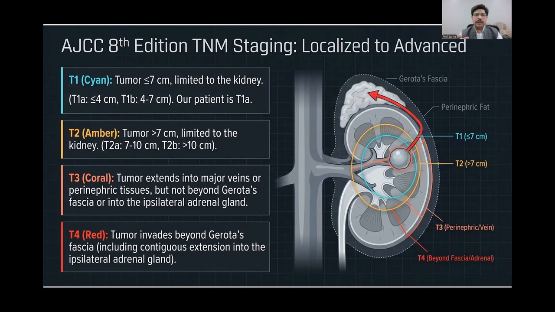T2, the amber colored one, is limited to the kidney, but the size is more than 7. 7 to 10, and more than 10. That is T2A and T2B. The coral color, the third one, is the tumor extending into the major veins or perinephric tissue, but not beyond the Gerota's fascia or into the ipsilateral adrenal gland. The fourth one is where it did not respect Gerota's fascia, it extended beyond the Gerota's fascia, or it went into the ipsilateral adrenal. These are the four stages.